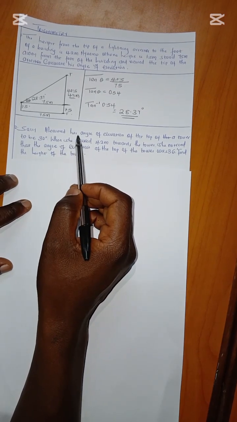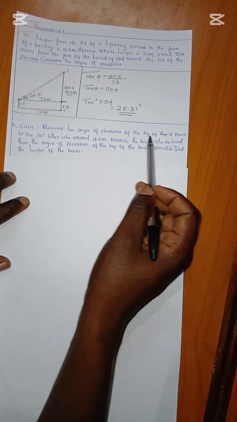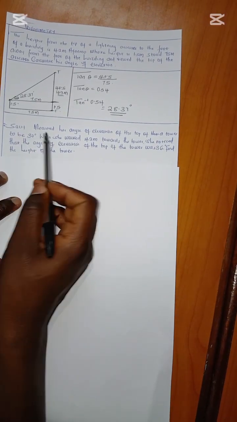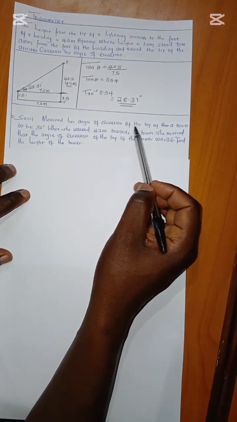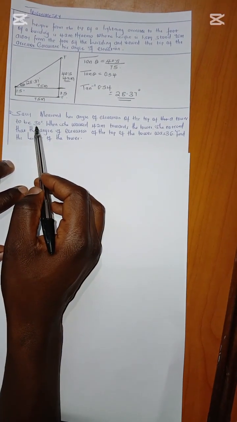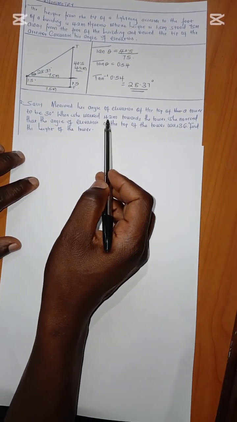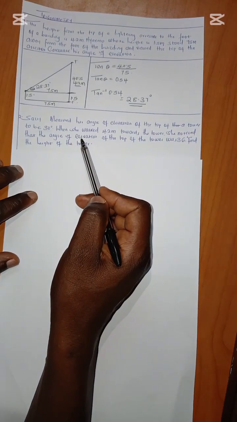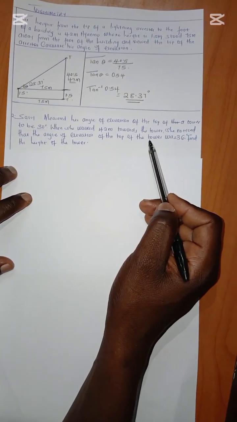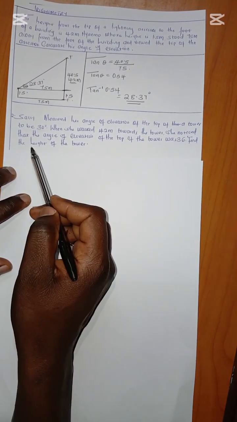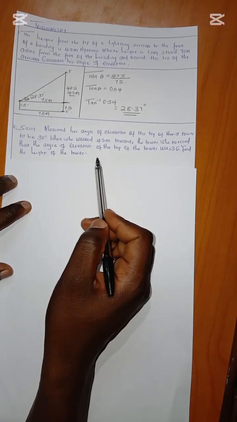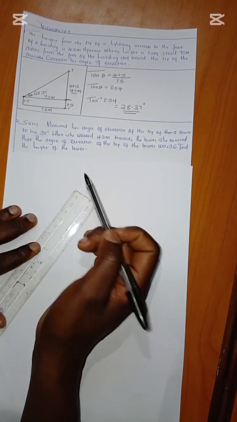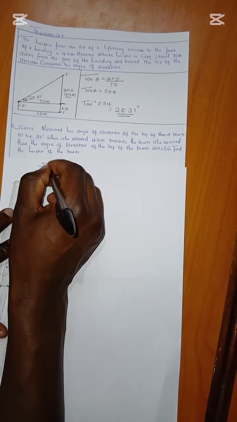Sally measured her angle of elevation of the top of a tower to be 30 degrees. When she walked 42 meters towards the tower, she noticed that the angle of elevation of the top of the tower was 36 degrees. Find the height of the tower. Now, again, we agreed that we must interpret this problem properly.